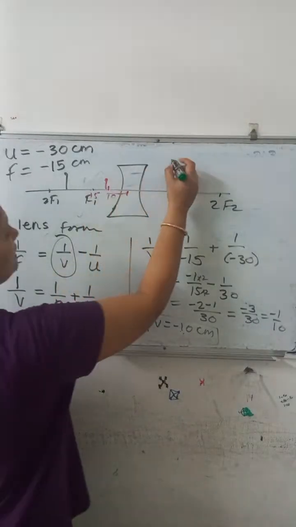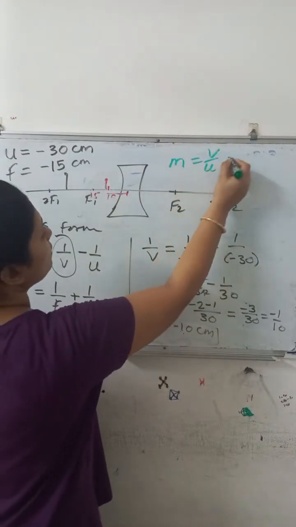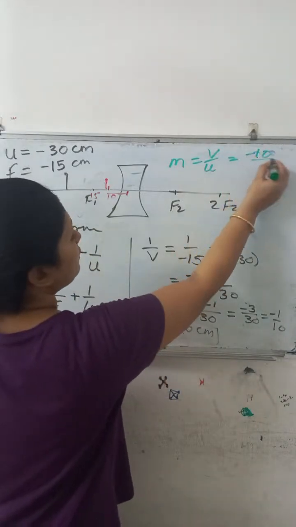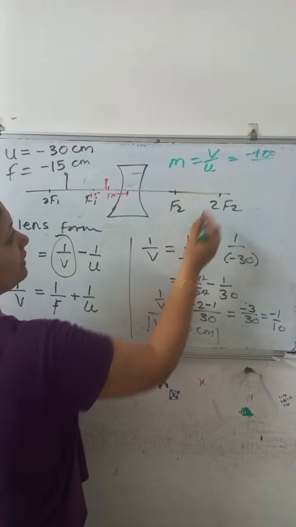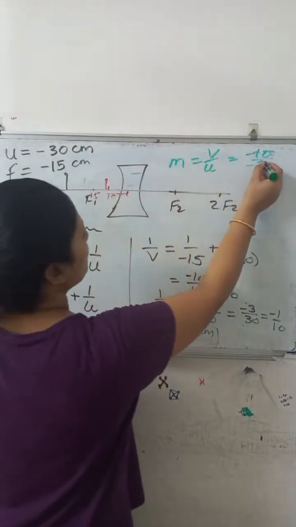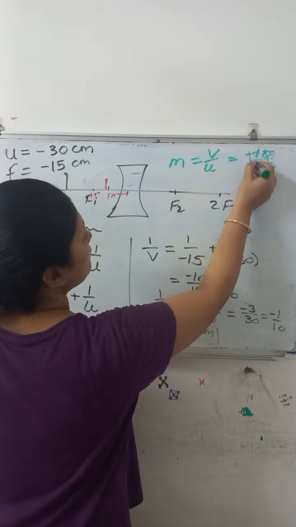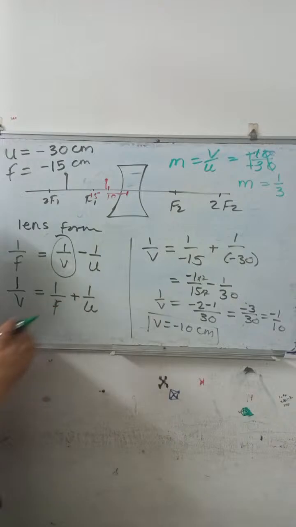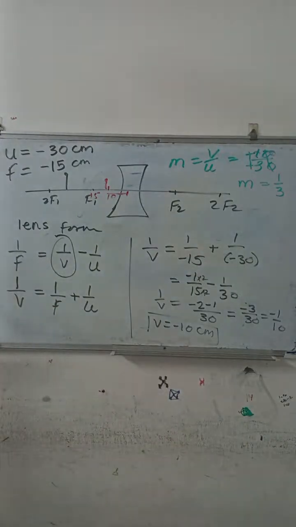So magnification in a lens, m, is nothing but what? v by u. Here v we got as -10. You have to take the value with sign, divided by u. u is nothing but -30. So here you will get the magnification as 1 by 3, that is 0.333. That means it is positive, so it is erect as well as diminished. This is the image we get in the case of a concave lens. So this is the previous problem.